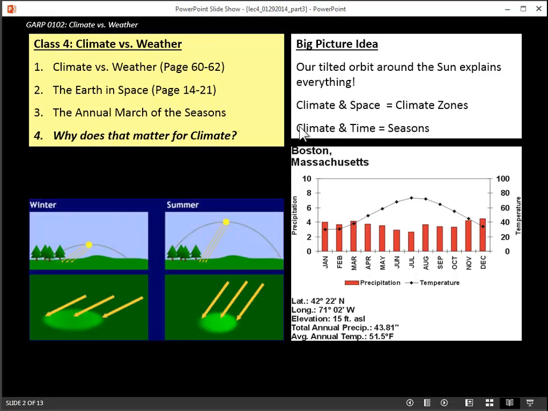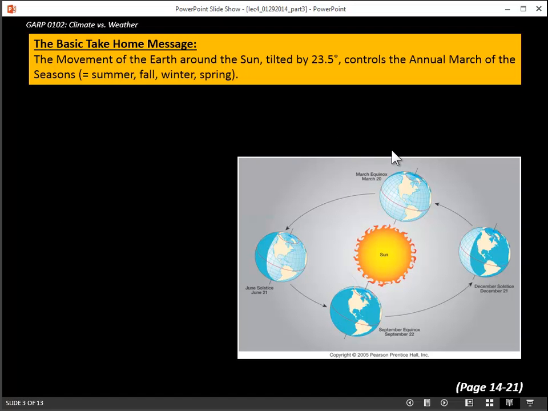So the take-home message here is that climate is not arbitrary or crazy. Right, because of the tilted orbit of the Earth around the Sun and because the Earth is a sphere, where climate occurs is very much predictable, and how climate changes over the course of a year is highly predictable. So, here's the take-home message.